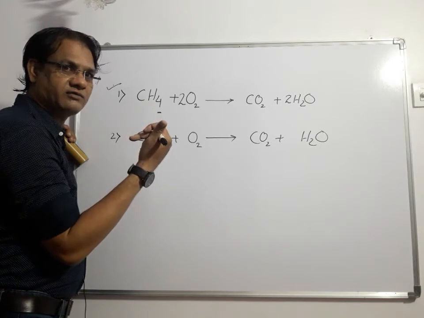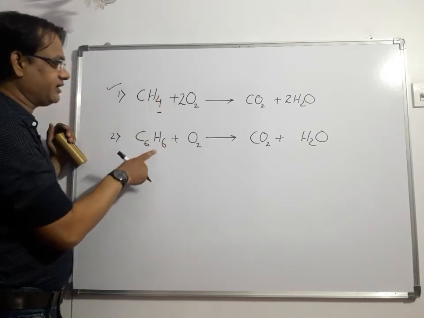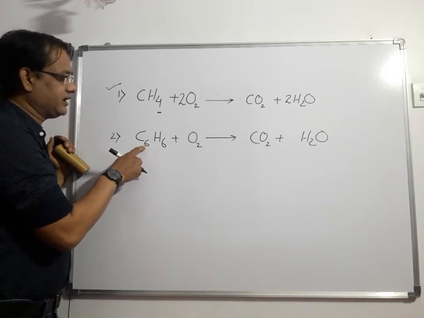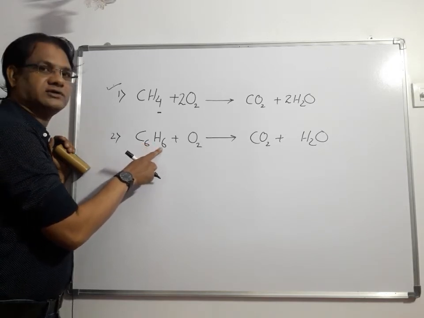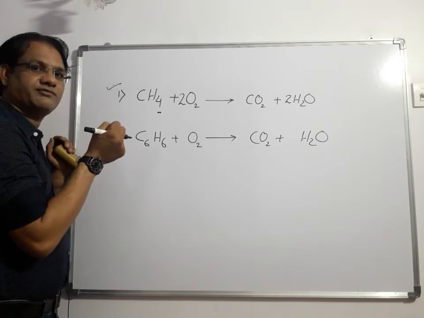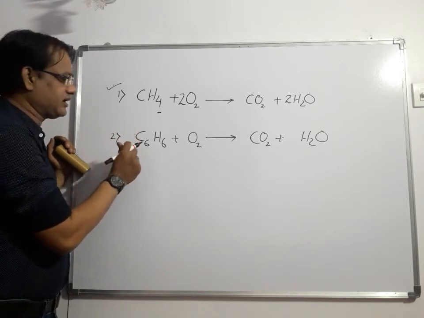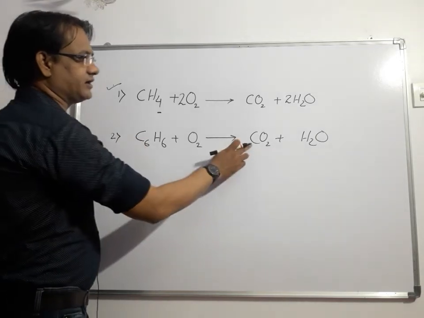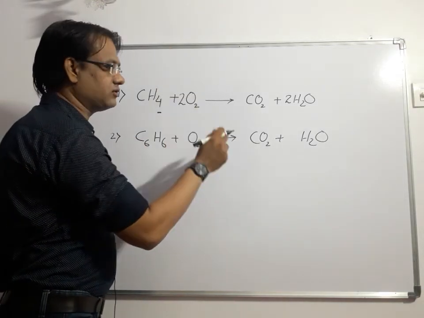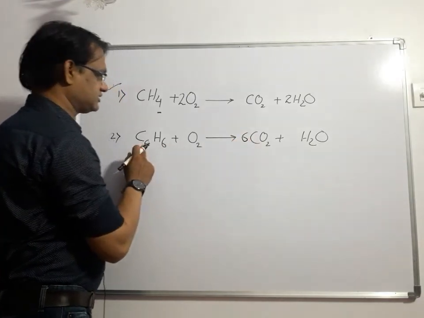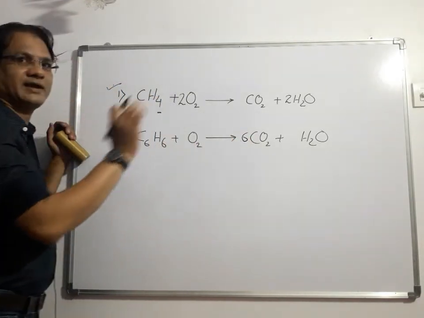Now second point, what will we do? We will choose the element which has the highest number of atoms in this molecule. So there are equal quantities of carbon and hydrogen present. So we'll pick any one of these elements. So here I can choose this carbon atom. So there are 6 carbon atoms and here is only 1 carbon atom. So to become balanced, I will put 6 here. So 6 carbon will be balanced.